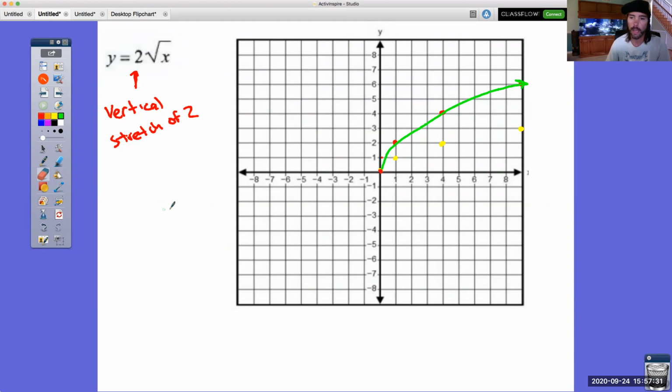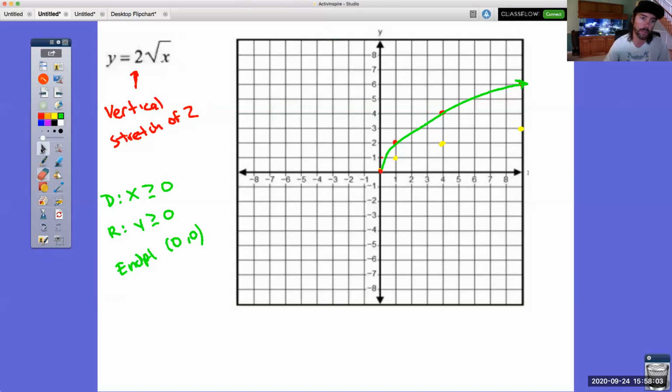Your domain and range from your parent function have not changed. Your domain is still x is greater than or equal to 0. Your range is still y is greater than or equal to 0. The endpoint is still in the same spot because when you multiply 0 times 2, it's still 0. The only thing that gets moved are the 3 other points. So numbers in front are vertical stretches if they are bigger than 1.